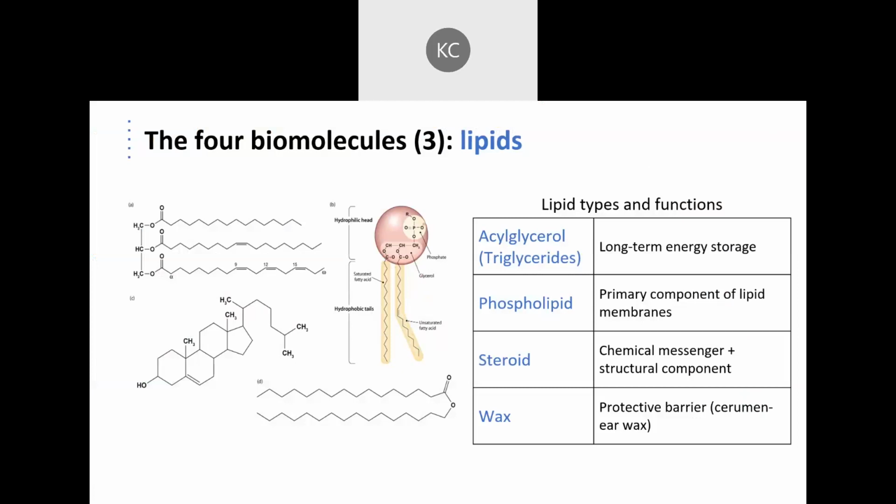Okay. So, our third biomolecule are lipids. Lipids are what we kind of generally refer to as fats, and unlike proteins, nucleic acids, and carbohydrates, there's not a single monomer for every type of lipid. Okay, so they're going to vary a little bit.